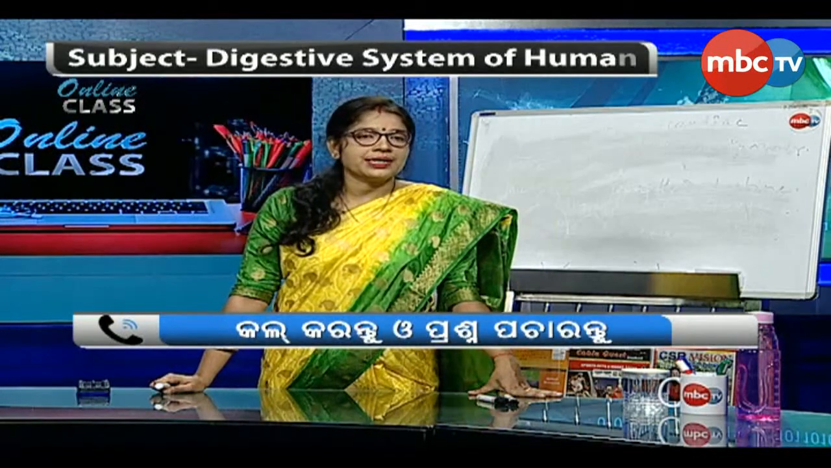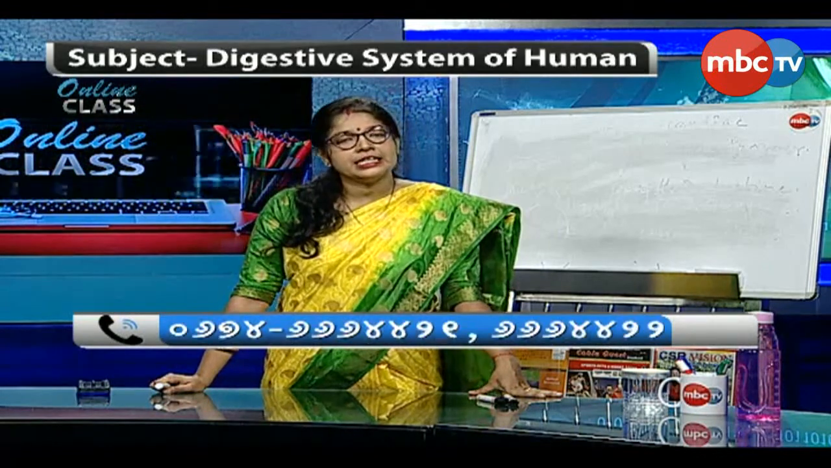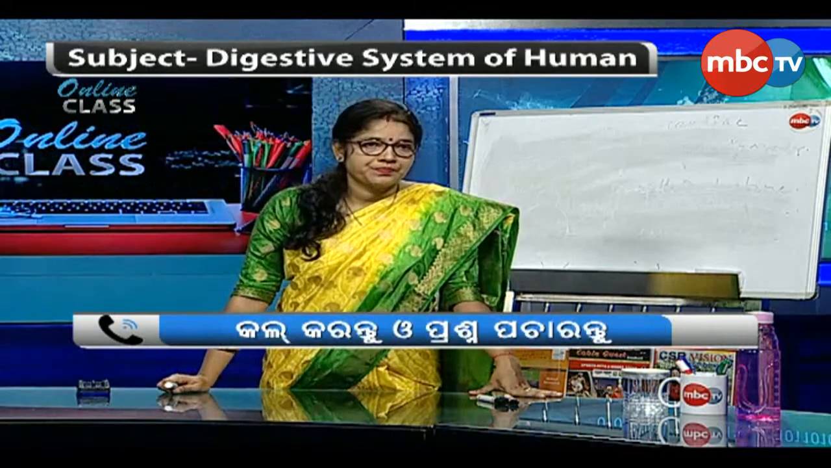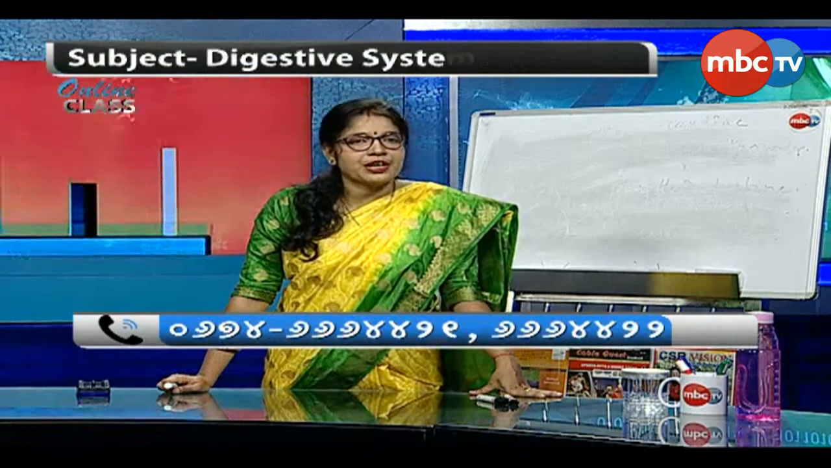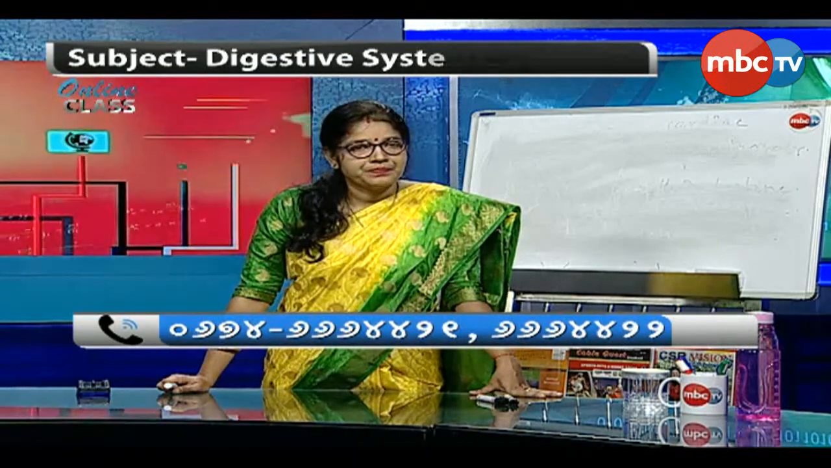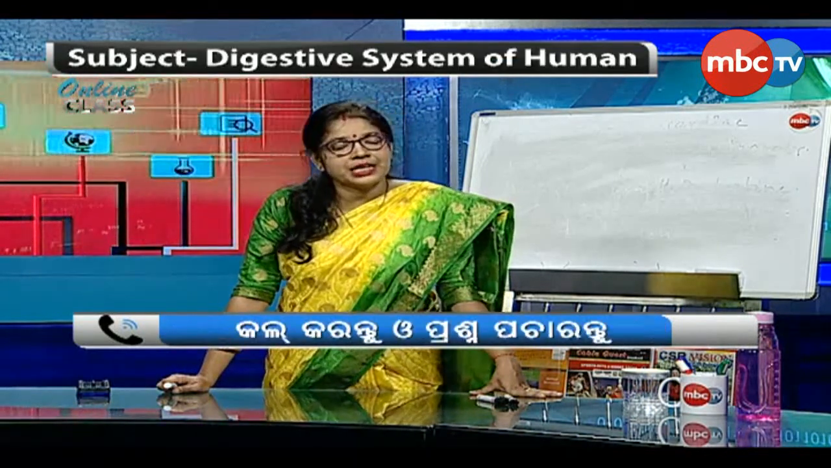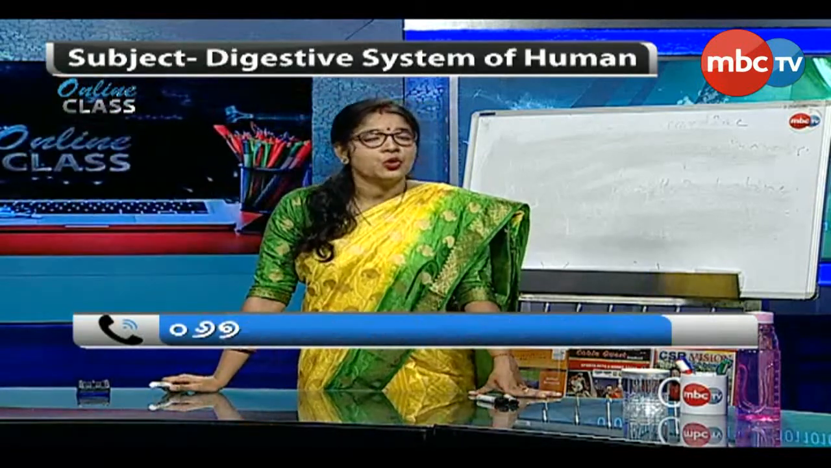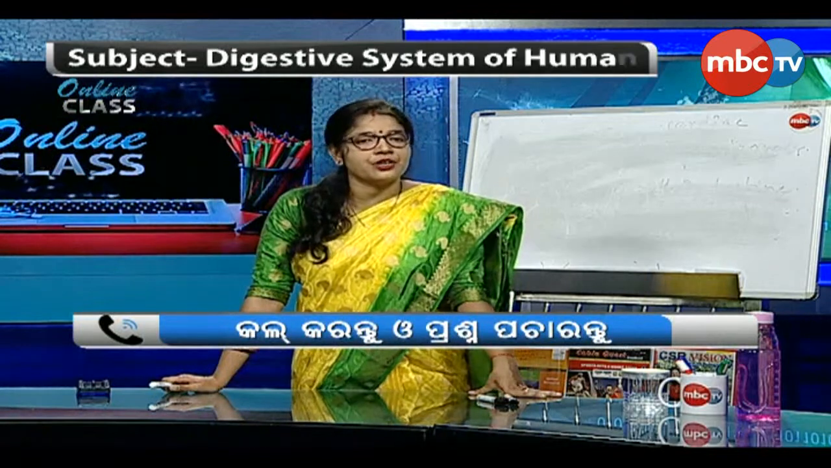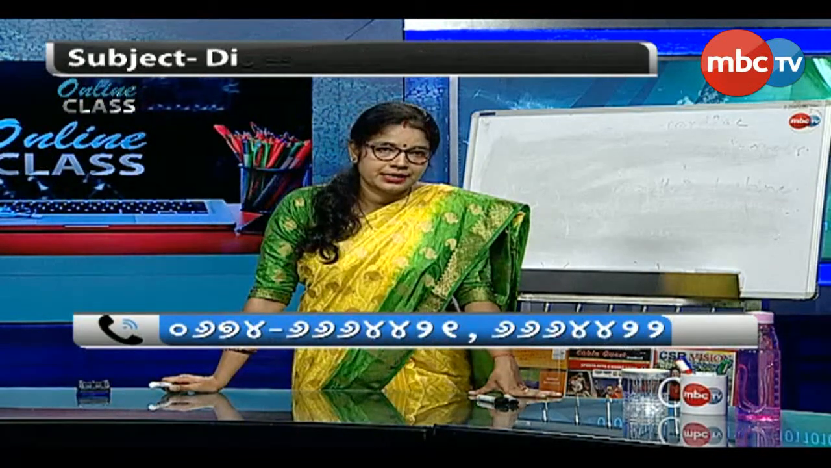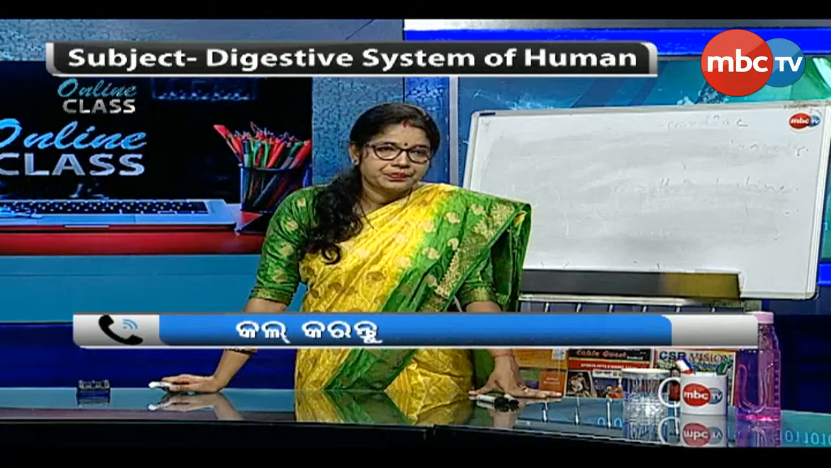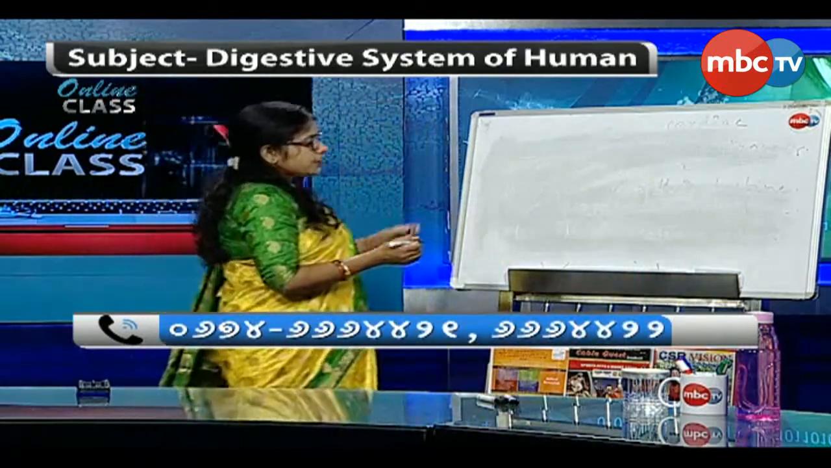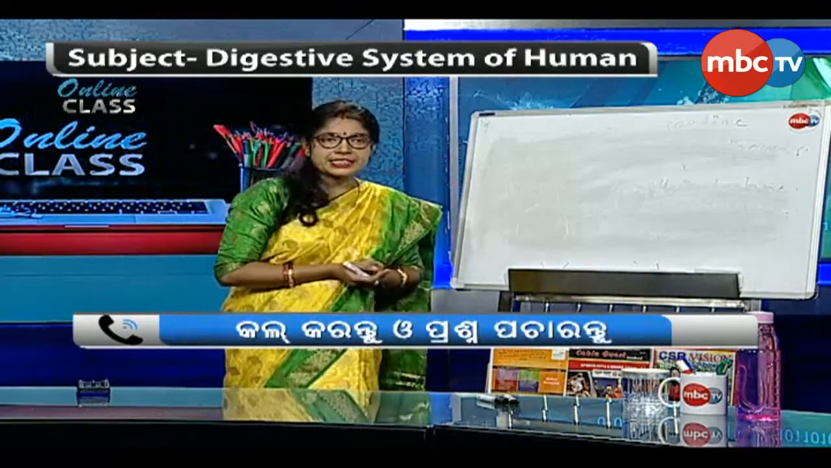The length of the small intestine is approximately 6.25 meters. So, it is the longest part of the alimentary canal. But if we compare the length of the large intestine, it is less in comparison to the small intestine, only the diameter is larger in comparison to the small intestine. So, this is about the complete digestive system.